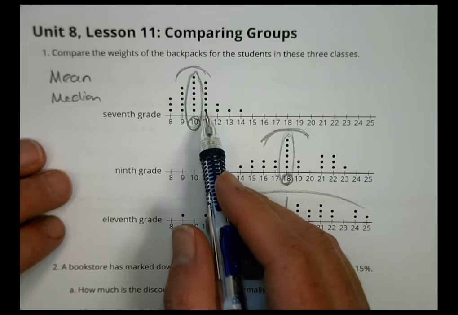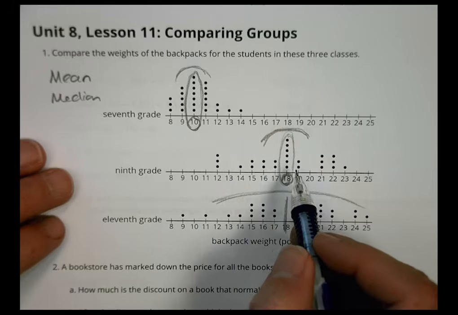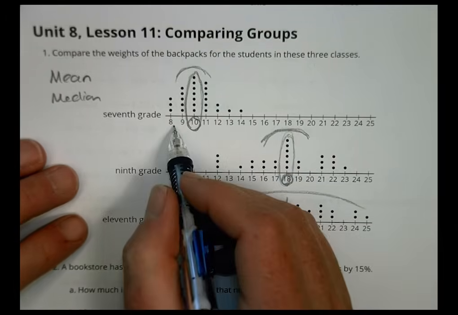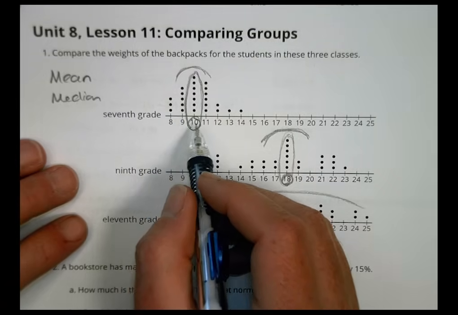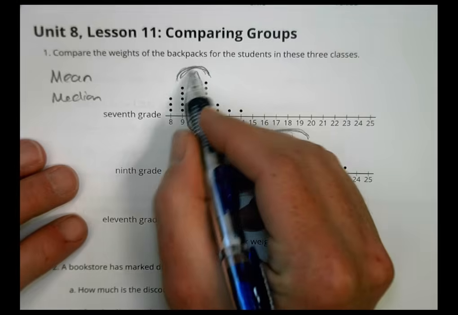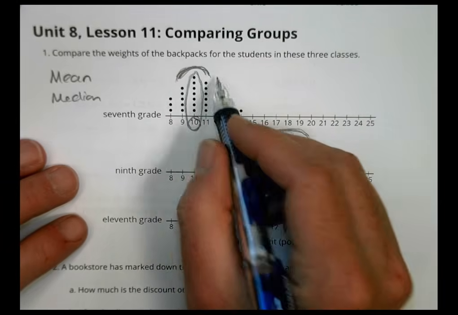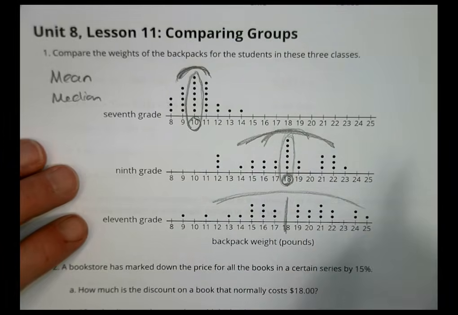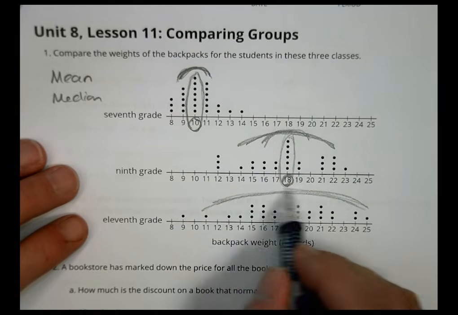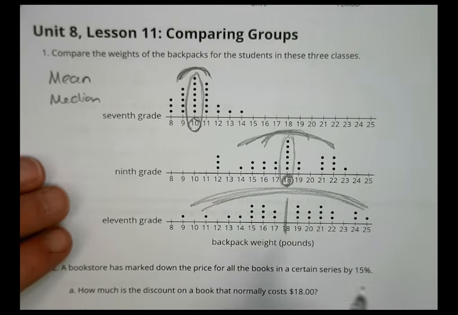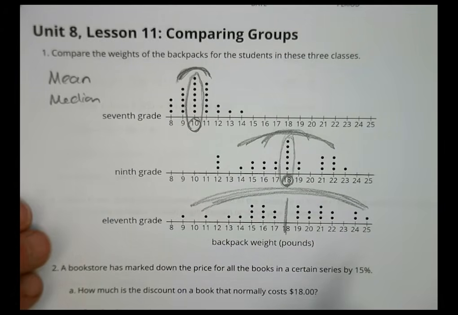You could say 7th grade backpacks tend to weigh less than 9th and 11th grade backpacks, okay? You could say there's less variability in 7th grade, right? They're much more the same, right? 8 to 12, very much a small, tight range, whereas the 9th and 11th grade has a broader range of weights, right? That distance or the difference between your highs and lows is quite different. There's a range of options there.